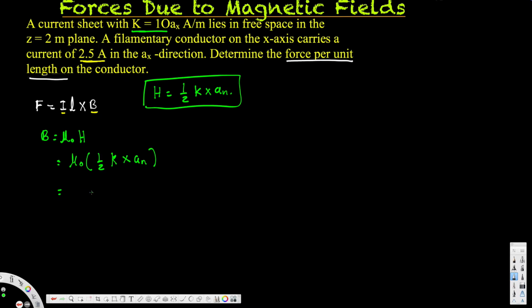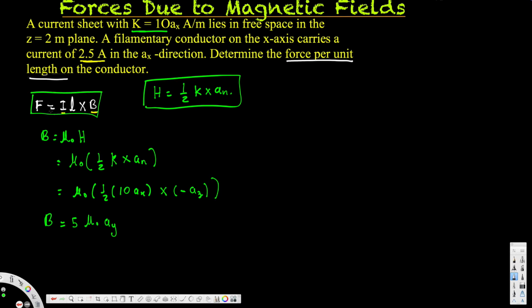Now let's go ahead and plug in the values. Mu naught times half K, which is given, that is 10 a_x, cross a_N. The normal is in the negative z direction, so negative a_z. If we do that, that's going to give us 5 mu naught a_x cross negative a_z, which gives us a_y. So this is our magnetic field. Now we have the magnetic field, so we can calculate the force per unit length. Now let's go ahead and plug it in this equation.